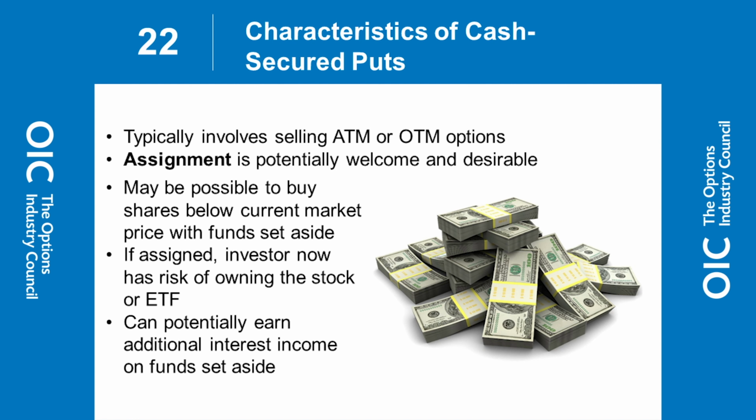So if we get assigned, you now have the risk of owning that stock, and that's a key point there. You've got the risk of owning those shares. It's a good thing if the stock goes back up, right? If it dips down from where it was and goes back to the previous levels or higher, wonderful. If it dips down and keeps falling and keeps falling, well, now you've got the risk of a long stock position. So just like that covered call, you're not going to have protection on the downside, and it's definitely something to keep in mind.